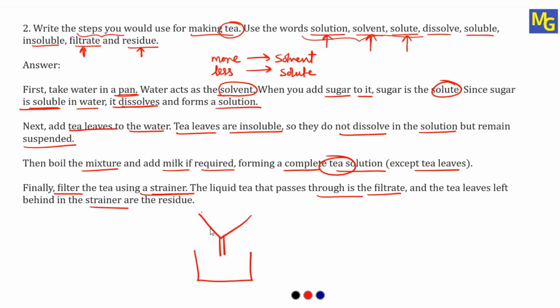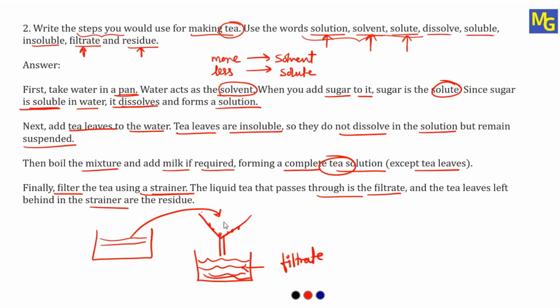So what will happen? Here there will be small holes and this is the tea which we have prepared. So when you strain this, all the liquid tea will come down into these vessels or cups. This is called what? Filtrate. So this is your filtrate, and whatever tea powder, tea leaves remain on the strainer, these are all called residue. So these are the steps which are used to prepare tea.